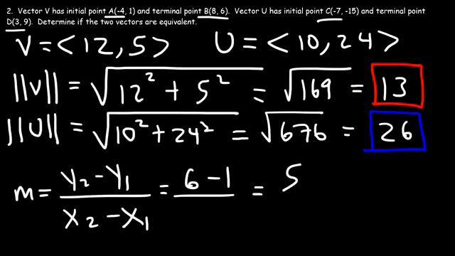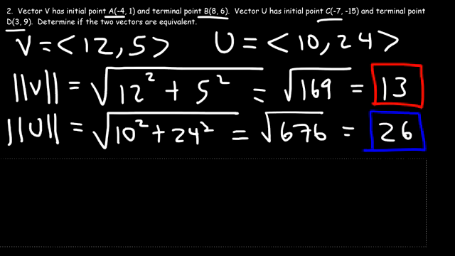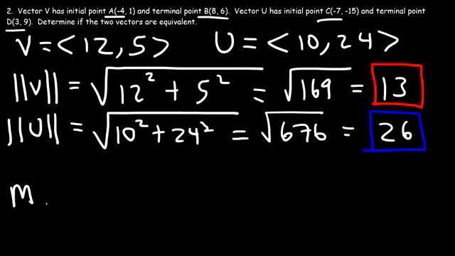Now the change in the x values for vector v, it's 8 minus -4. So you could say x2 is 8, x1 is negative 4. And so that gave us 12, which is the x component of v. So basically the slope of vector v is simply vy over vx. So I'm going to write m sub v, the slope of vector v. So it's vy over vx, which is 5 over 12.